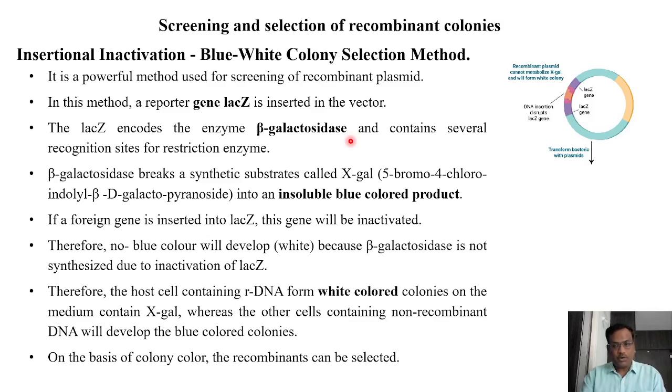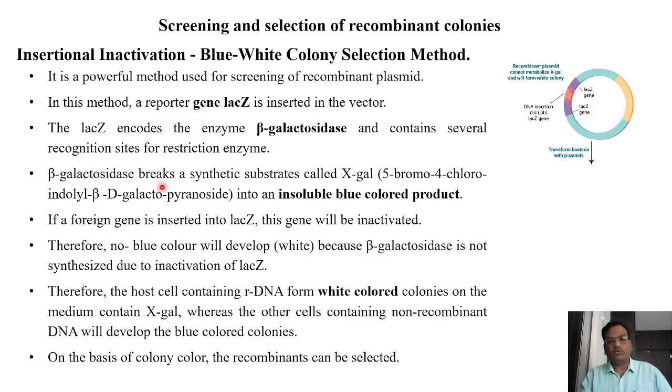What is important in this particular scenario is that this LacZ gene, which produces the beta galactosidase enzyme, has many recognition sites for restriction enzymes. That is the important thing. Even though it is a gene, it has many restriction sites. So we can easily understand the significance: the presence of restriction sites will enable the introduction of a foreign gene into this LacZ gene.